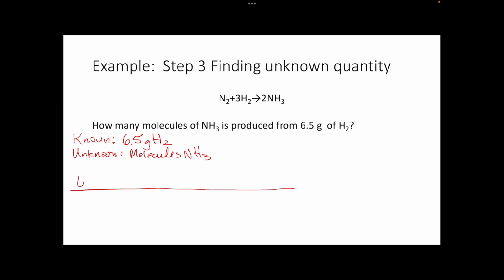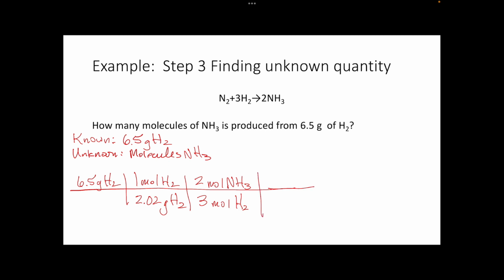Our given goes up here, 6.5 grams of H2. We know that there's 2.02 grams of H2 per 1 mole of H2 from the periodic table. And I recommend writing out mole H2 each time, just to make sure that you put everything in the correct spot. For a mole of H2, we need to know our mole ratio now. So here from our equation, we know that for 2 moles of NH3, we use 3 moles of H2.